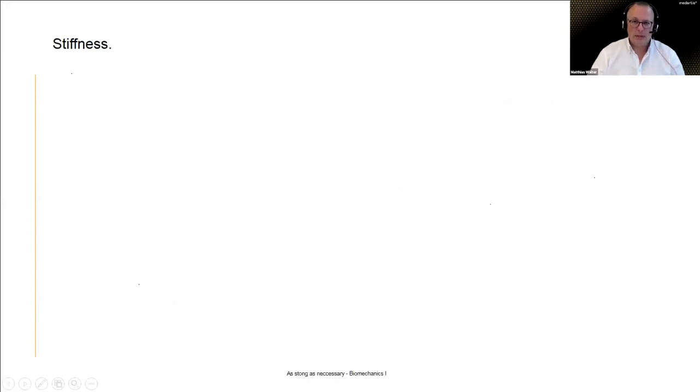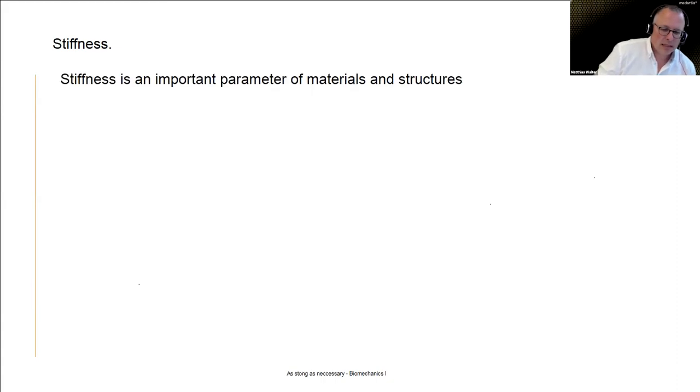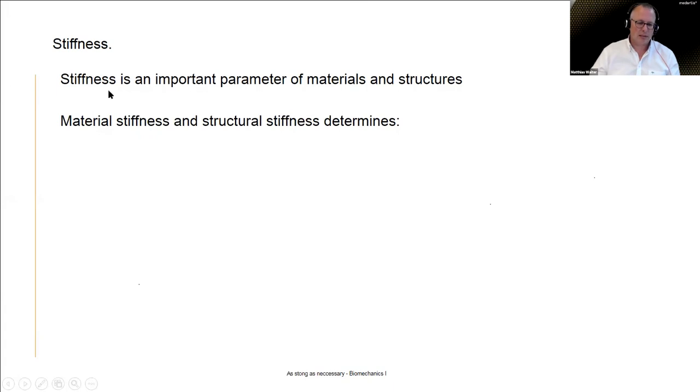Okay, next point, stiffness. Stiffness is an important parameter when it comes to materials and structures. Stiffness is usually a material value for a piece of material, whatever material this is, but it also describes a structural stiffness. So when you screw a plate onto a piece of bone, then you have a stiffness of the overall construct, plate together with bone.